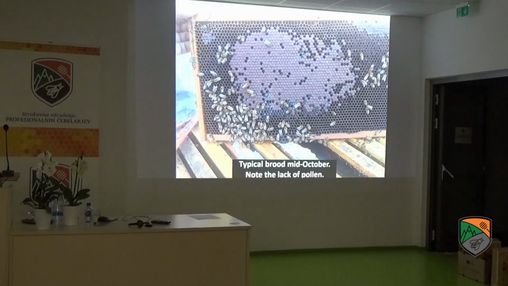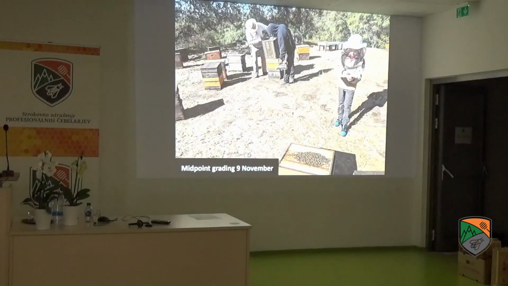So this is typical of what the combs look like in mid-October, just before going into the winter cluster. Only from artificial feeding, but notice there is no stored bee bread, because there was no natural pollen coming in. The only nutrition they were getting was strictly from the artificial diets being fed to them.